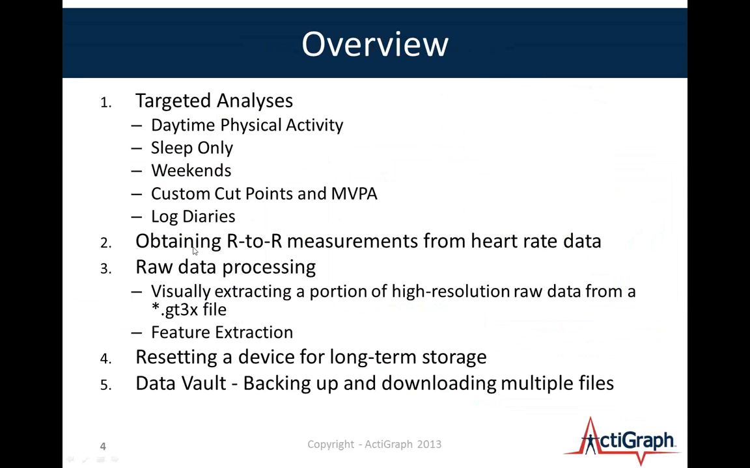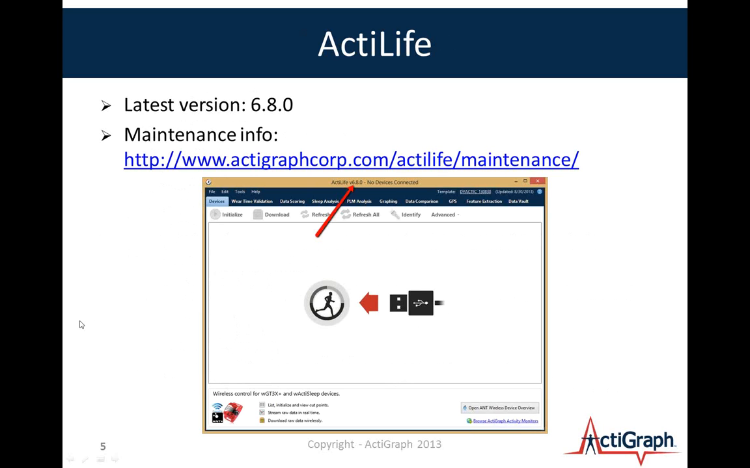and then we'll cover a couple of other advanced topics: obtaining R-to-R measurements from heart rate data, and raw data processing, so looking at the high resolution raw data from our device, how we extract that from a large file, and how we run the new feature extraction tool. We'll talk about how to reset a device for long-term storage, and then lastly we'll cover the Data Vault and its usefulness and how to use it. For this demo today, we'll be using ActiLife 6.8, the latest version of ActiLife. If you are not running that version, you can find out about our maintenance program at this website.